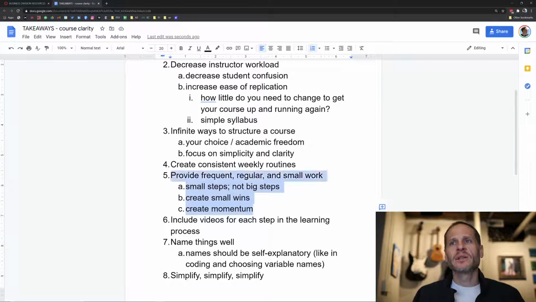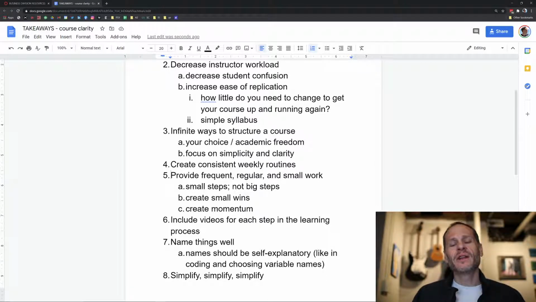and keeps them engaged. So that's something I recommend. And then include videos for each step in the learning process, and you'll see how that works. Every time a student comes to a new thing, there's a video: here's the introduction to what we're doing in this thing.